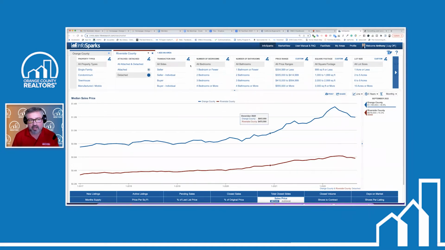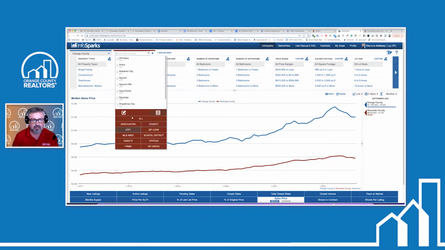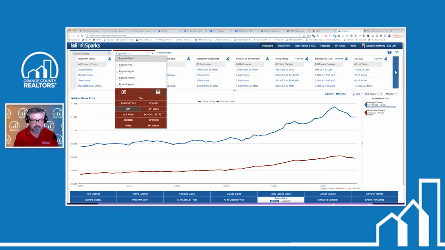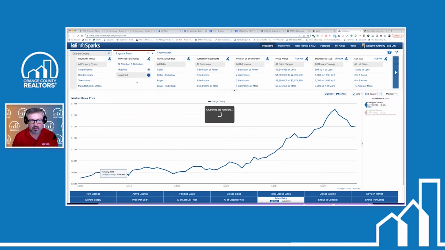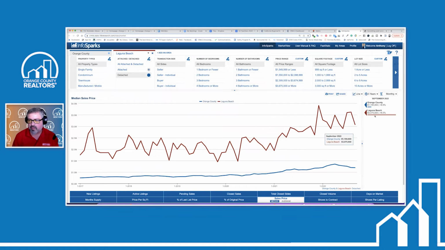Now, we don't even have to compare county to county. We can actually compare county to city. Maybe I want to compare Orange County to, say, Laguna Beach. Here I can select city, type in Laguna Beach, select it. And again, the detached market. Now we've got some interesting information here. If you live in Orange County, your median sales price is at 1.195. But if you live in the city of Laguna Beach, your median sales price for a detached property is $3,075,000, up 6% from a year ago.